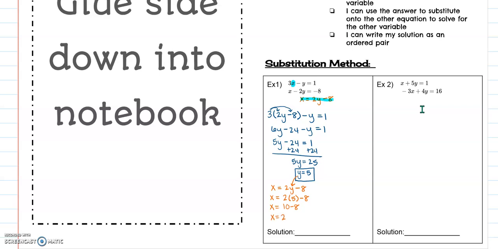So let's write our solution as an ordered pair, which is, remember, x comma y. So we have 2 comma 5, x comma y.